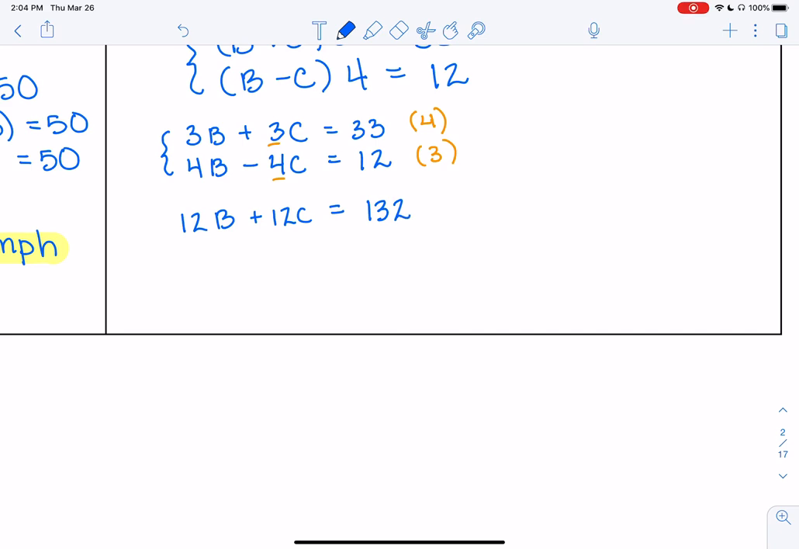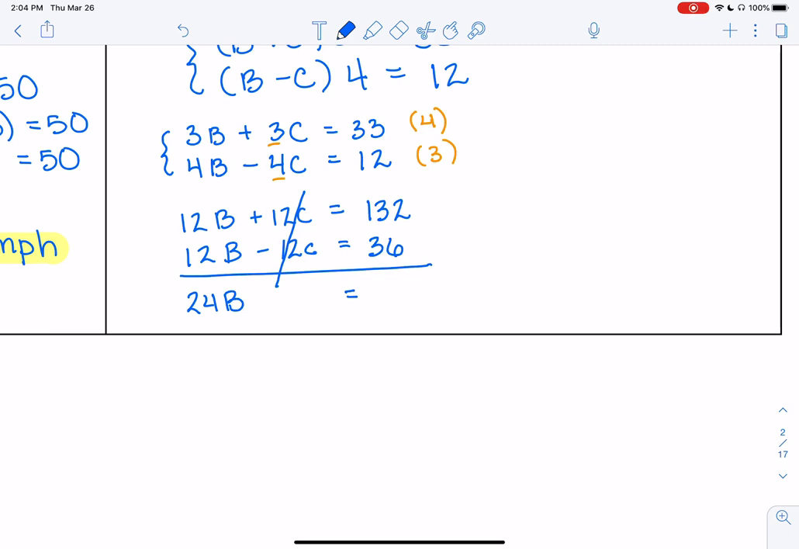Then I go to the second equation, I'm multiplying it by 3. I get 12b minus 12c equals 36. Okay, I'm ready to add those together. Notice those middle ones should cancel. 12b plus 12b, that's 24b.